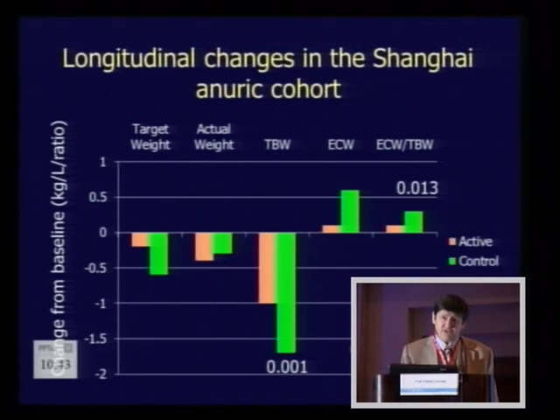They actually lost total body water, but they gained extracellular water. In other words, they were muscle wasting, but their overhydration became worse during that time. And that was seen in the control group, whereas it was not seen in the active group. The active group enabled the clinicians to keep these patients within normal parameters.